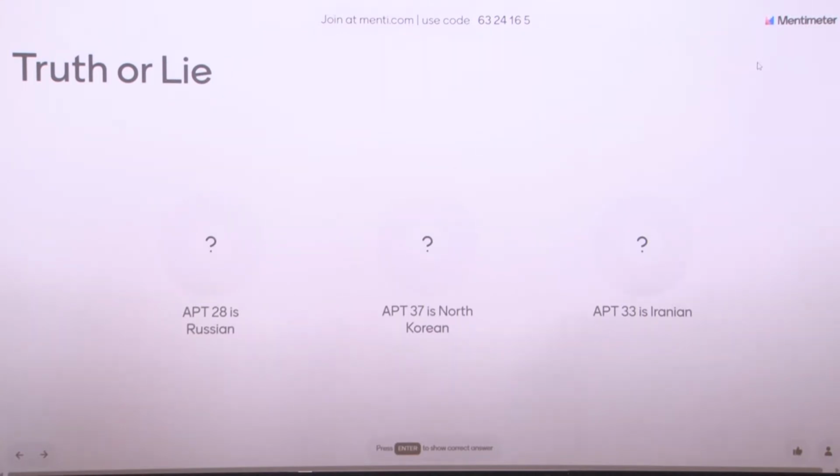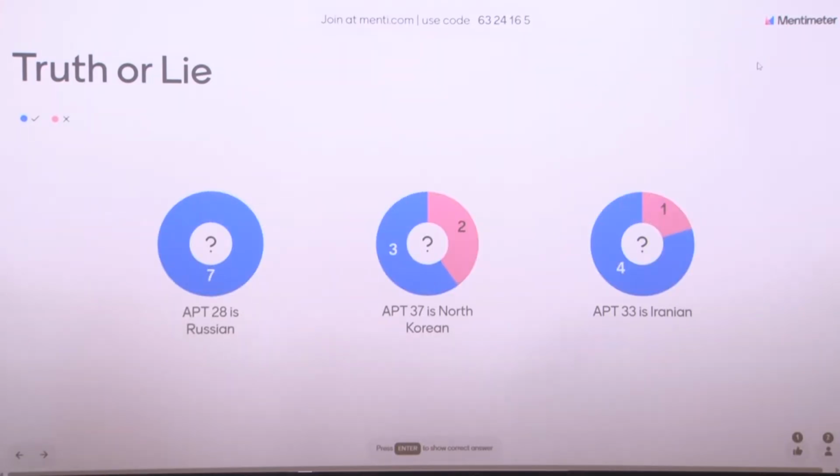Now for each of these you have to say whether it's true or false. Well, the first one I have already disclosed. So for the other two, APT28 nobody got wrong.